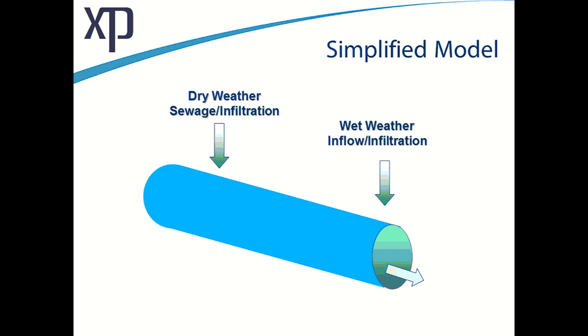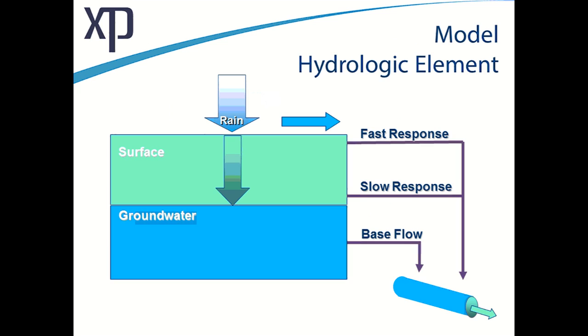So what we have, first of all, is a very simplified model. And our simplified model shows we have dry weather flow, which is sewage and infiltration, and we have wet weather flow, which is inflow and infiltration. In a combined sewer system, the inflow and infiltration is the heaviest part and typically adds up to a much larger percentage of the flow than the dry weather does, as compared to a separate sewer system.